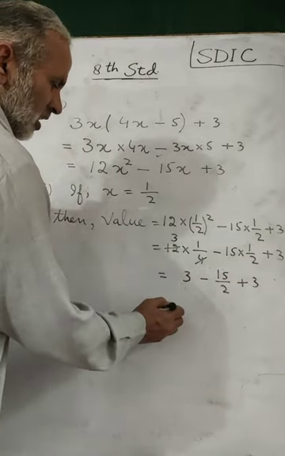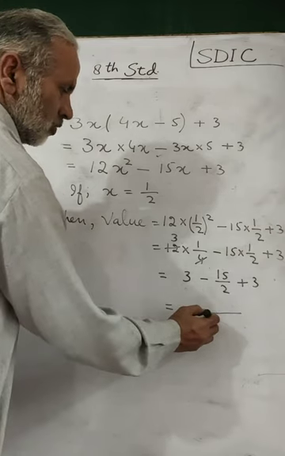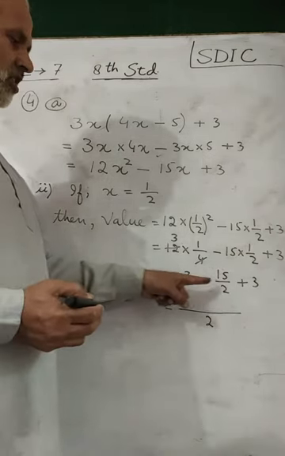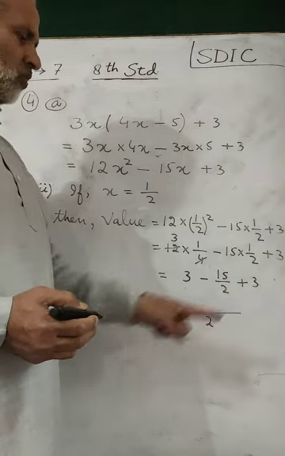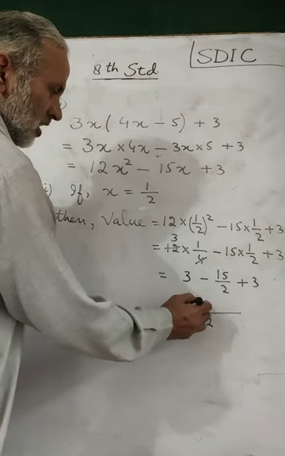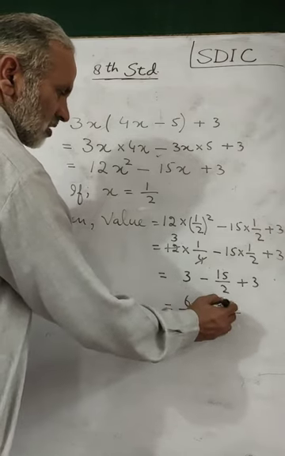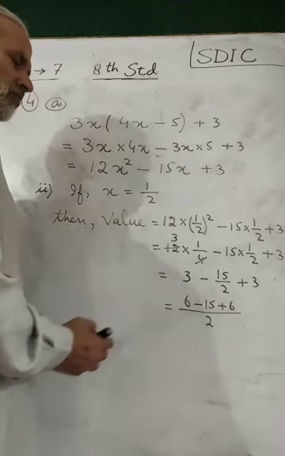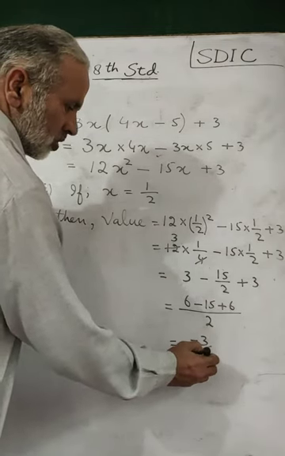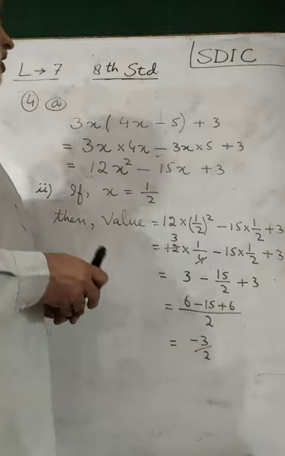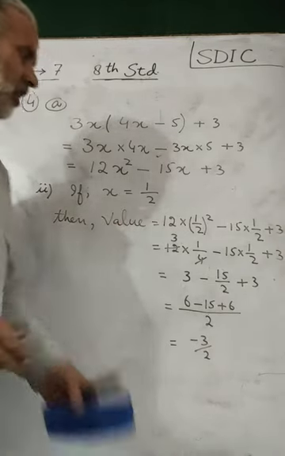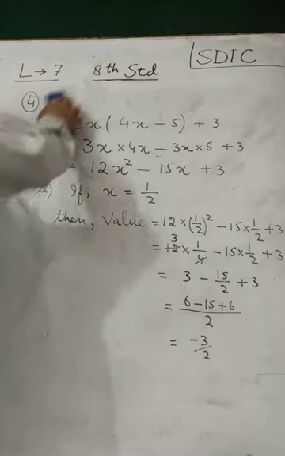Now to combine them further, you need the LCM. 2 will be the LCM of the denominators. First term has 1 as denominator, second term 2, third 1, so 2 will be the LCM. The corresponding numerators will be 6 minus 15 plus 6. When you combine, you'll get minus 3 by 2. This is the value of the given expression when x is equal to 1 by 2. That was part number 1 of this question. Now the second part.